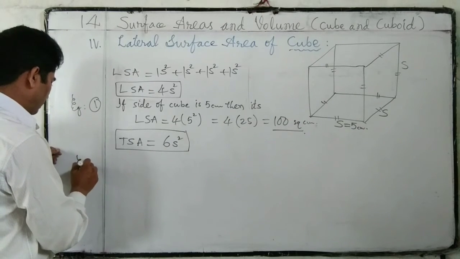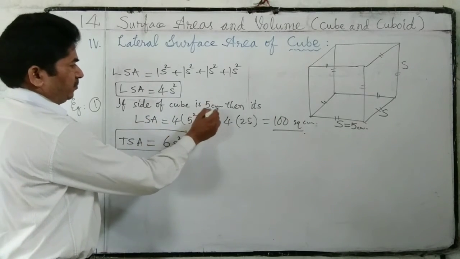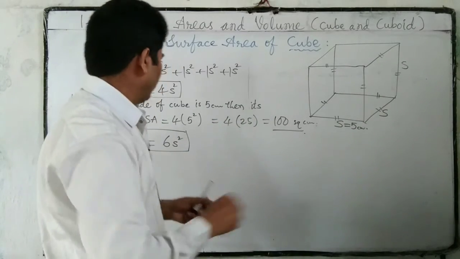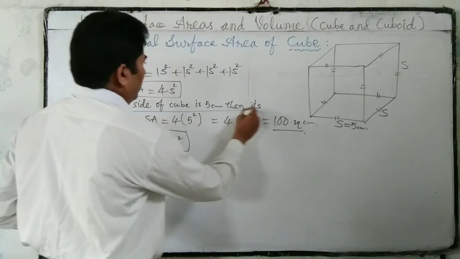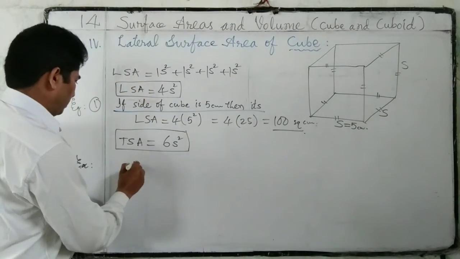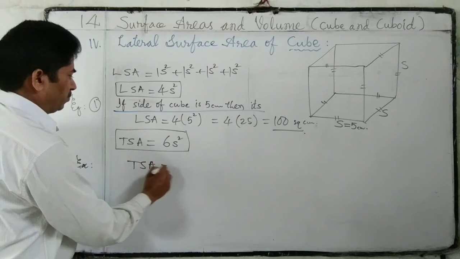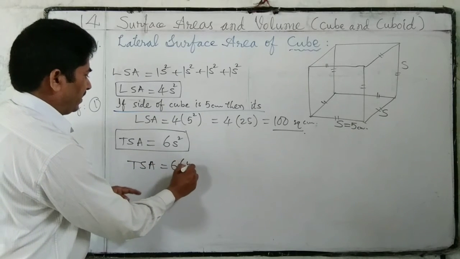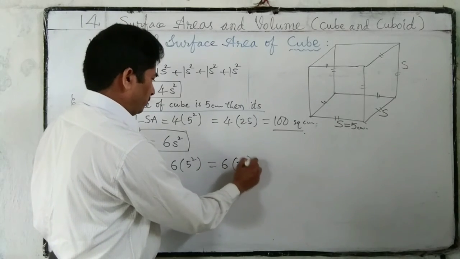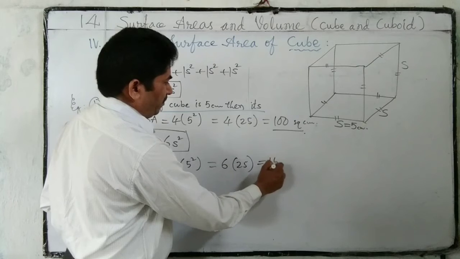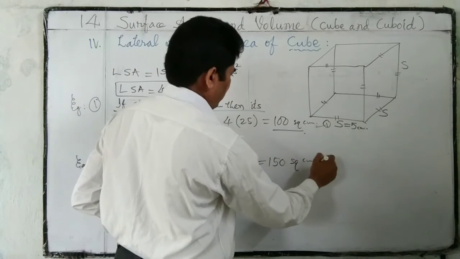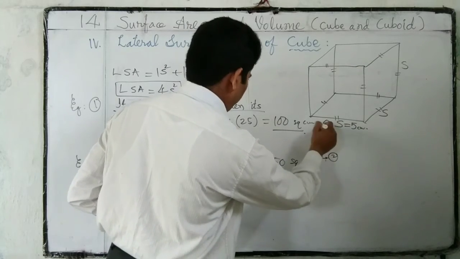Example 2. If side of a cube is 5 centimeters, then its total surface area is equal to 6 into 5 square. 5 5s are 25, 25 6s are 150 square centimeters. This is answer 1, this is answer 2.